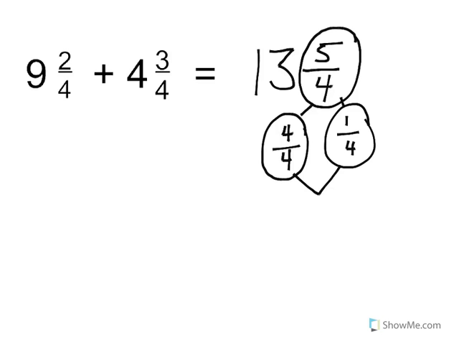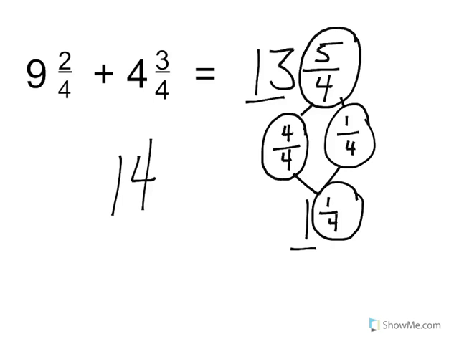I know when I look at these two, 4/4 is one whole and 1/4 is left over. So 1 and 1/4 is equal to 5/4. I need to put my 1 and 1/4 back with my 13. So 13 plus 1 is 14. And I have still 1/4 that needs to go as my fraction.